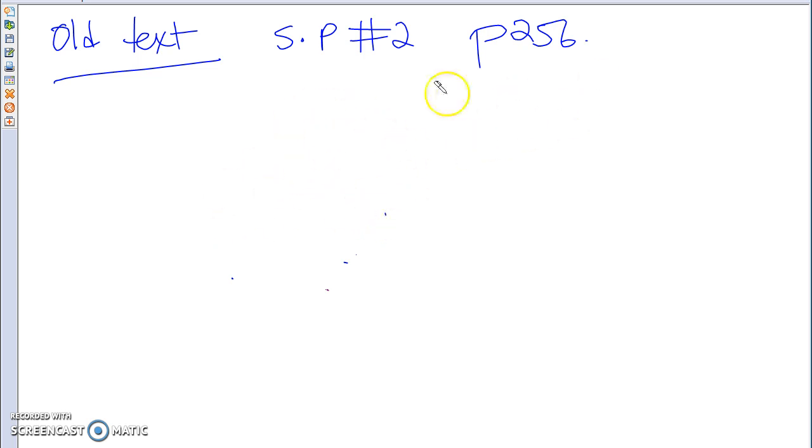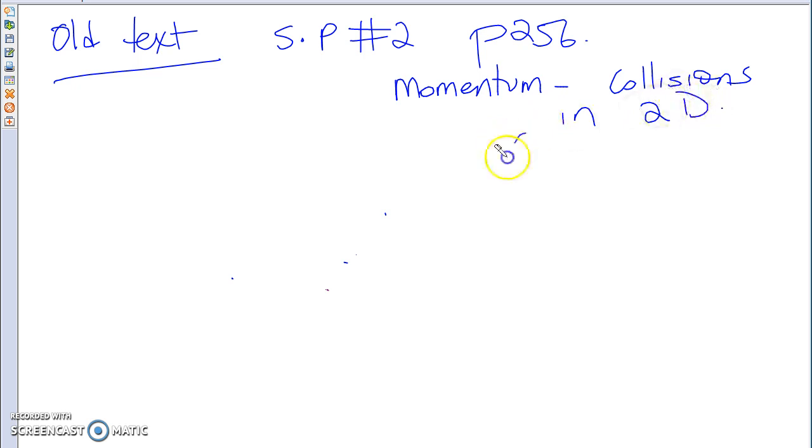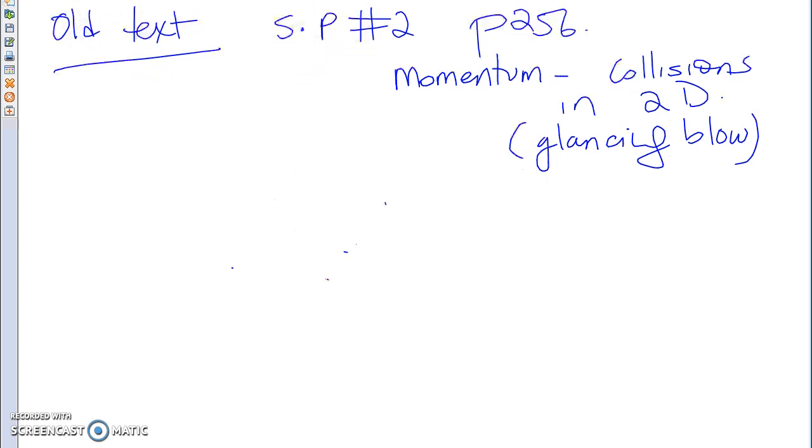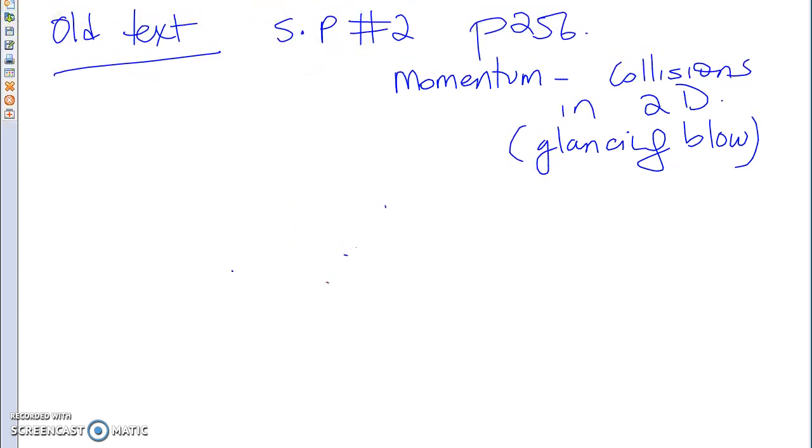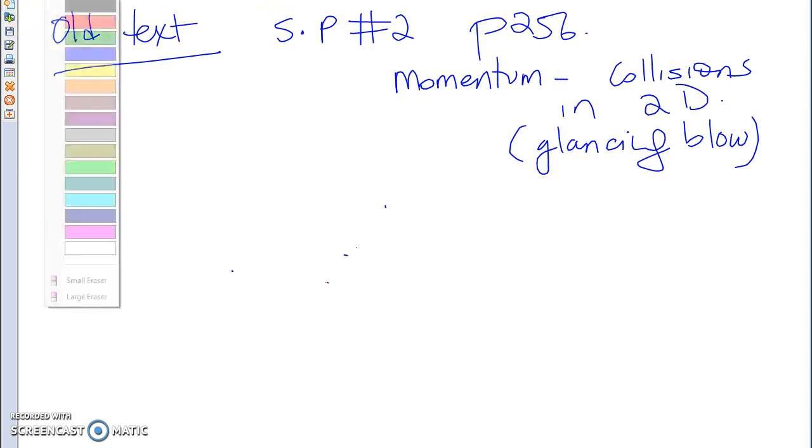Okay. So this is momentum collisions in 2D. Also known as a glancing blow. So the question is, how do we know that momentum is conserved in 2 dimensions? And we're doing this question from the old Nelson Physics textbook, sample problem number 2, page 256.